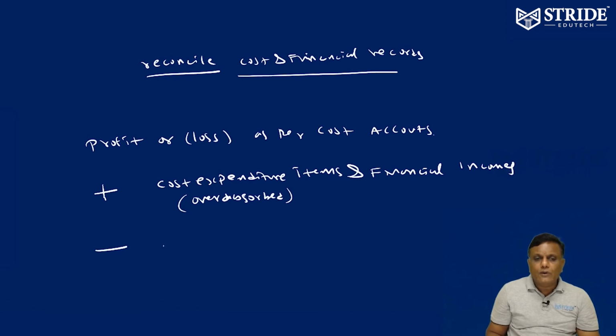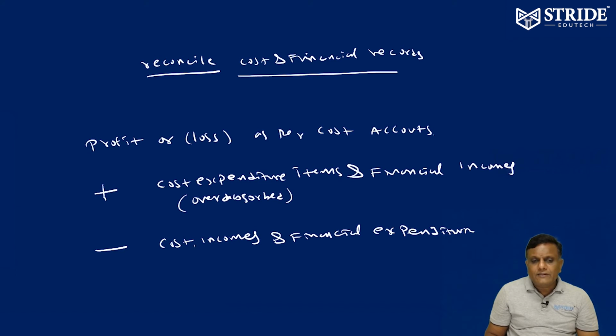What are the items to be subtracted? Cost incomes and financial expenditure. What is cost incomes? Example, closing stock. Closing stock is more in cost than in financial. For example, cost of the closing stock is 1 lakh. In financial, the closing stock is 80,000. Closing stock always means an income figure. So where will the closing stock be higher? Cost. How much higher? 20,000. Therefore, overvaluation of closing stock is a cost income to be subtracted.